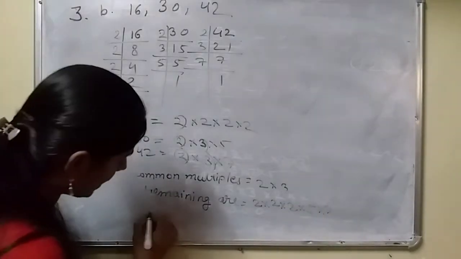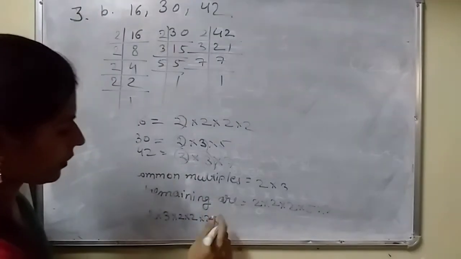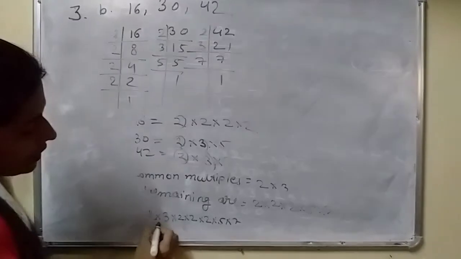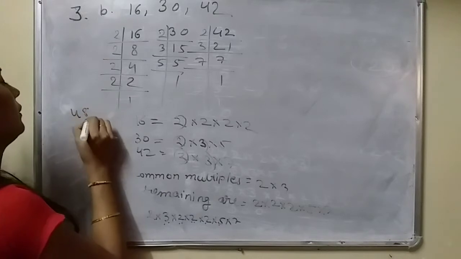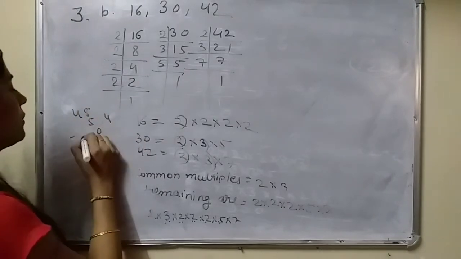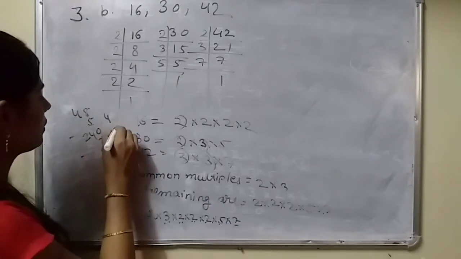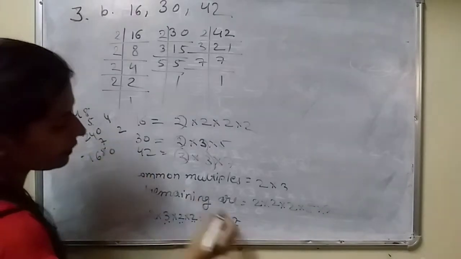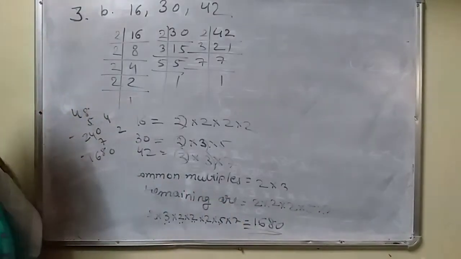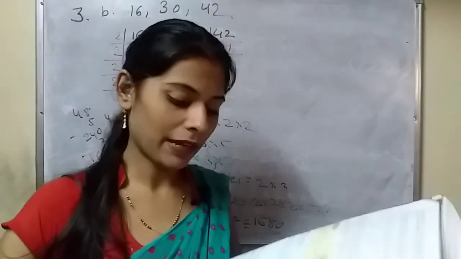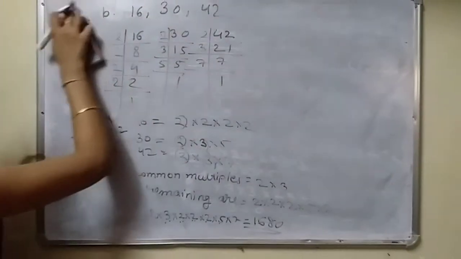Now you have to multiply here 2 into 3 into 2 into 2 into 2 into 5 into 7. Now see 2 threes are 6, 6 twos are 12, 12 twos are 24, 24 twos are 48, 48 fives are 240, 240 multiplied by 7 is 1680. Okay, this is our answer. Now see remaining questions that you have to do C, D, E, F, G, H. Okay. Now see question number 4.